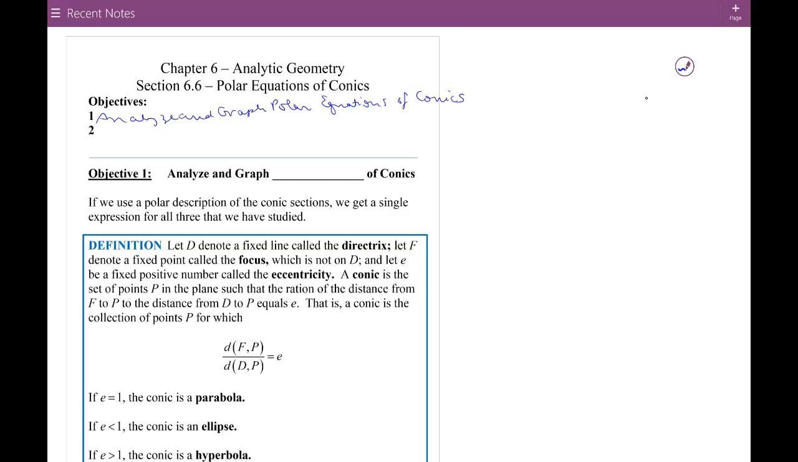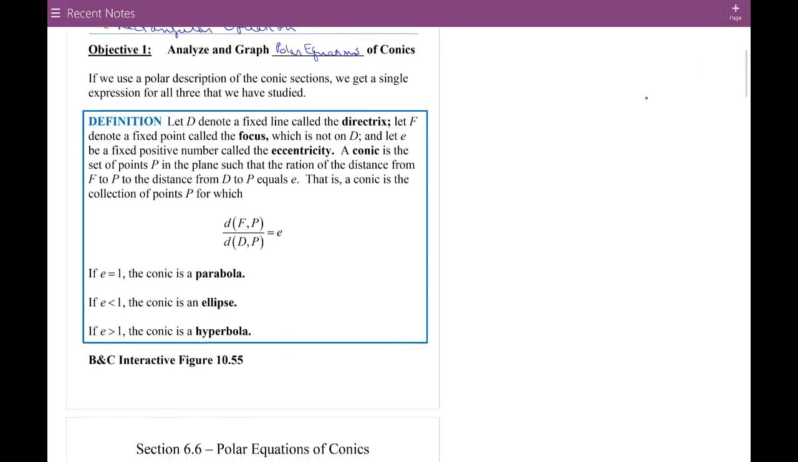And I'm not going to ask you to memorize these. I'll give you the table, and I want you to know how to use the table and draw the graphs. You're also going to want to be able to convert the polar equation of a conic to a rectangular equation. So first we're going to analyze and graph polar equations of conics. They're going to have r's and thetas instead of x's and y's.